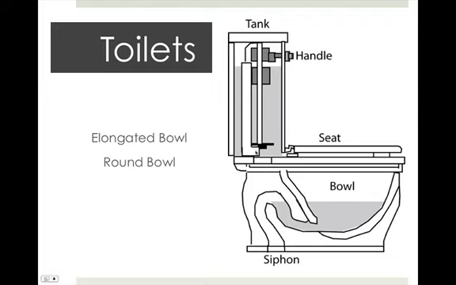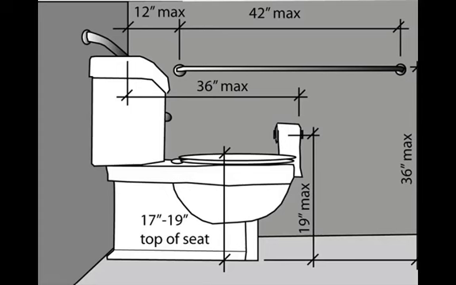Toilets could have a round bowl or an elongated bowl. Generally, elongated bowls will extend up to 31 inches from the wall, while round toilets will extend about 28 inches from the wall. Here are some standard ADA dimensions.